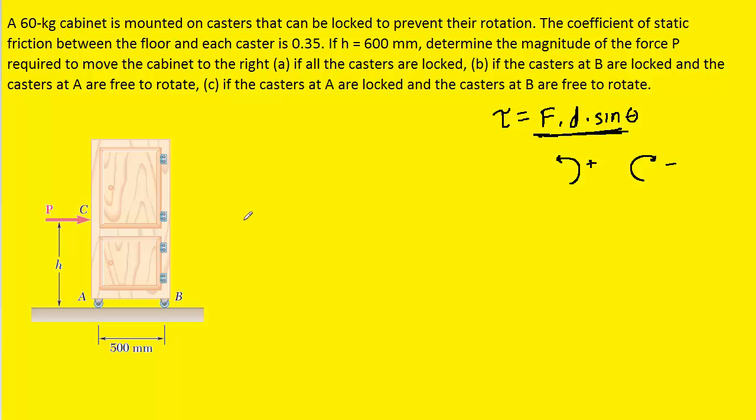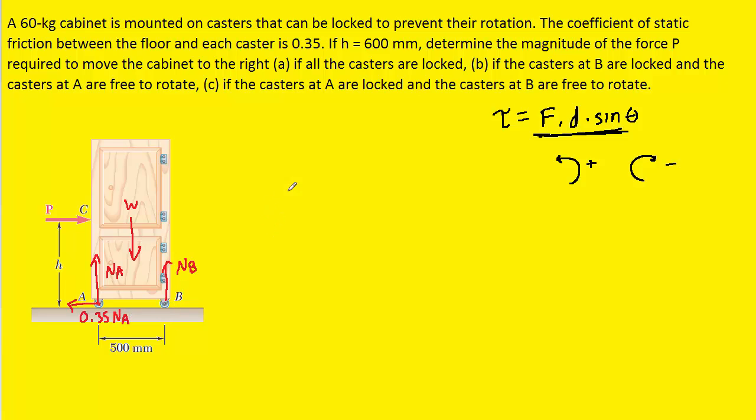Finally, over to part C, which tells us that the casters at A are locked, and now we're free to rotate the cabinet around caster B. So this is similar to part A, it's just a little bit of a switcheroo. We're going to have the normal forces NA and NB. We're going to have the weight force acting straight down. And then we have the friction at A, since that caster is locked, and that's going to equal 0.35 times NA. And then there is no friction at point B.